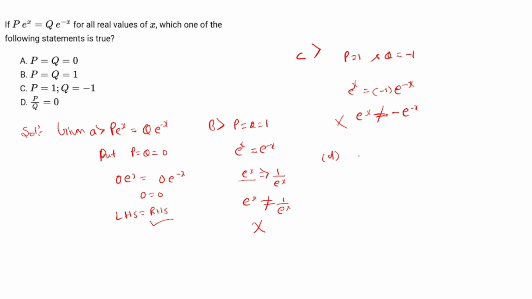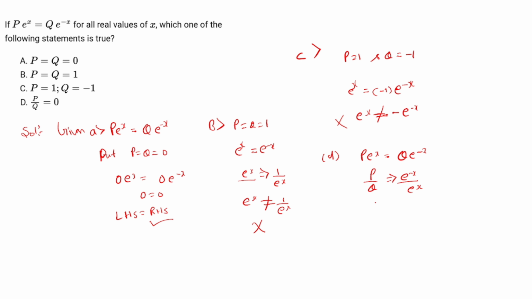Come to the next option, D: p by q equal to 0. So p e to the power x, q e to the power minus x. When we divide p by q, we get e to the power minus x divided by e to the power x.